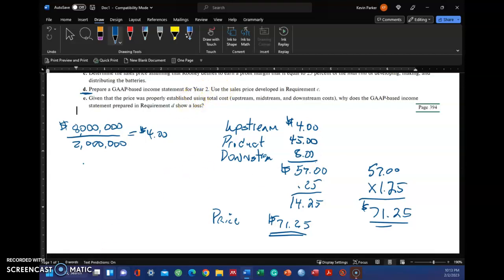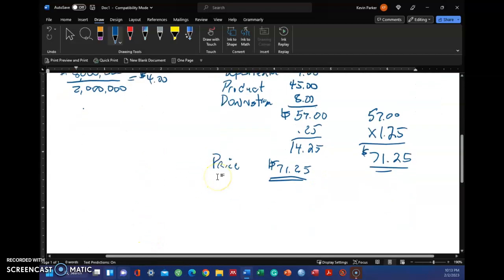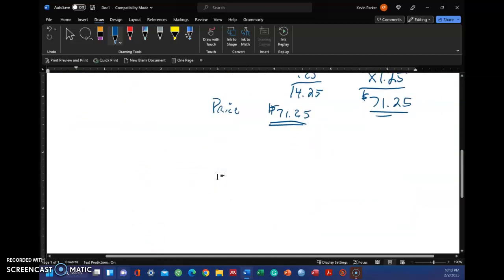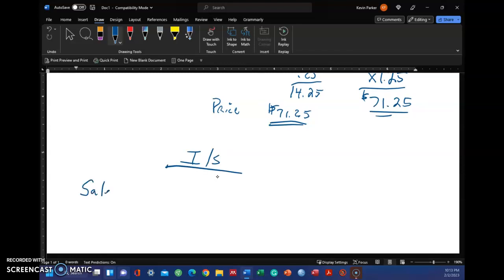Prepare a GAAP-based income statement for year 2. All right, well, let's do it. So we've got sales revenue, and that's going to be 71.25 times how many of the units they sold.